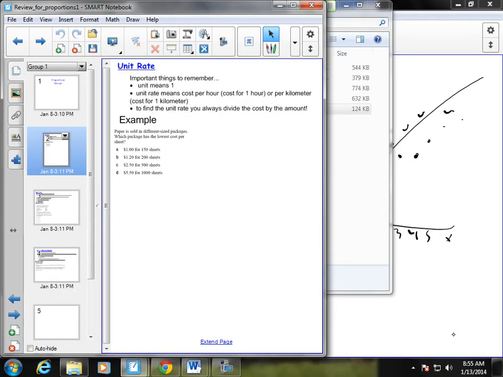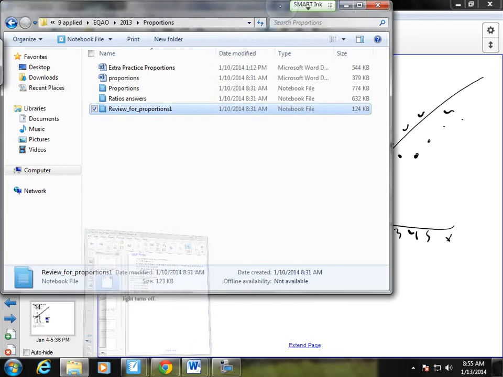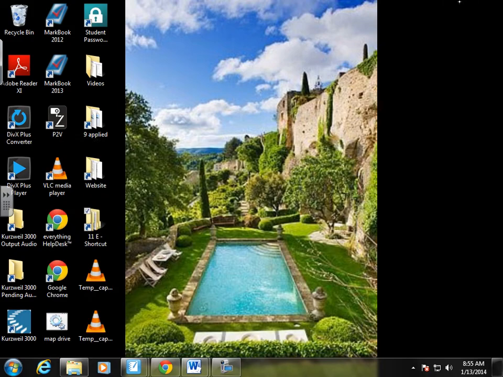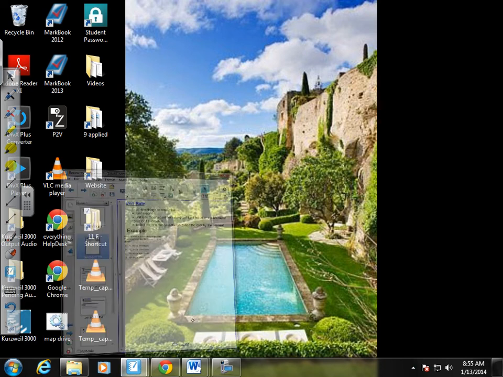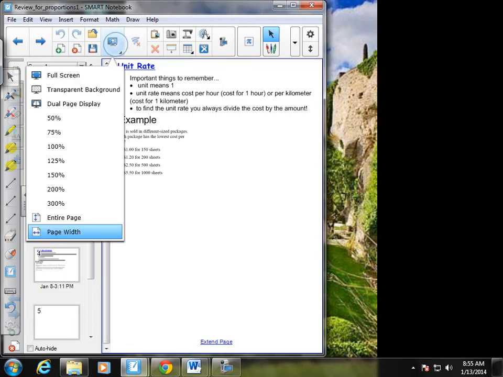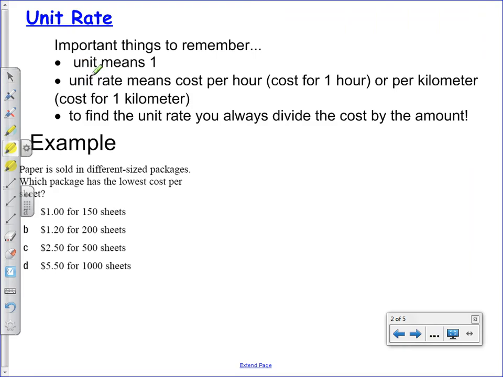I would like you to highlight that for me, please. This is a big one. Unit rate, divide the cost by the amount. You have to remember that. Cost divided by the amount.